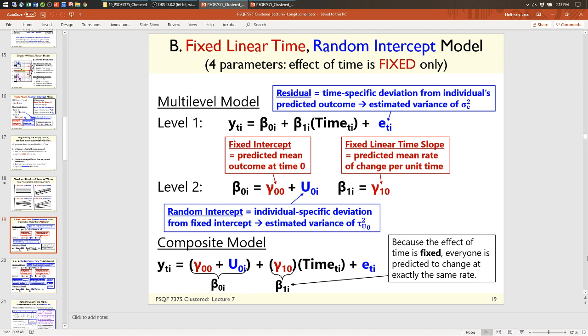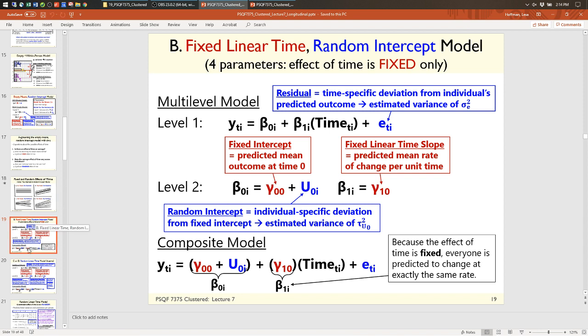So if I say fixed linear time random intercept, that means that everybody shares the same fixed effect. And so that is indicated right here on the equation for beta 1, where the sole determinant of a person's slope is this common shared fixed effect right here.